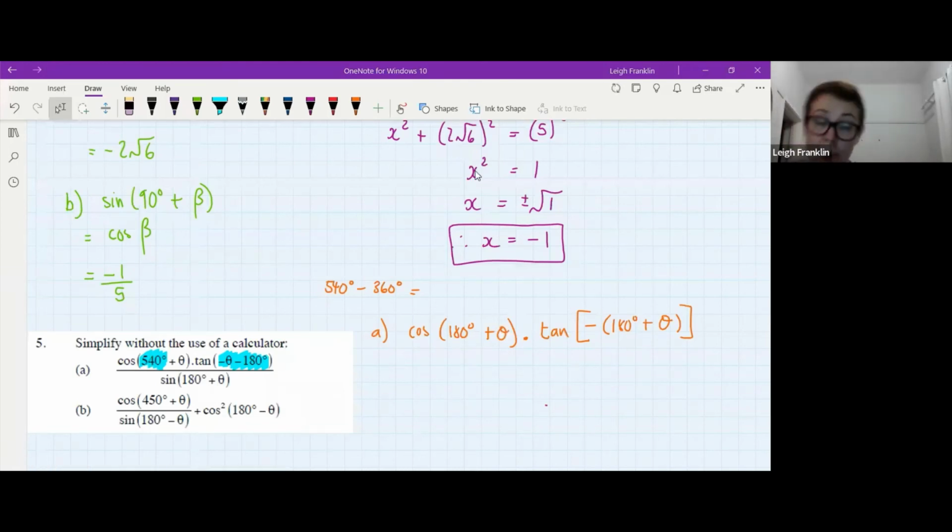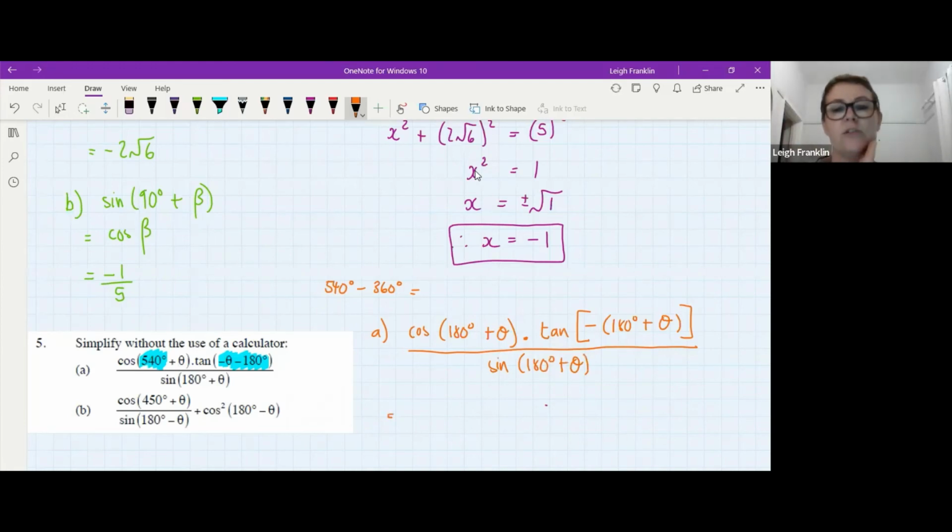Okay, so that's one way. I'm going to talk about the other way just now. I'm just going to draw my divide line, and then here I've got my sine 180 plus theta. Now I'm going to use my straightforward reduction formulae. So cos 180 plus theta, what is that going to reduce to, Matrix? Negative cos theta. Good, well done.